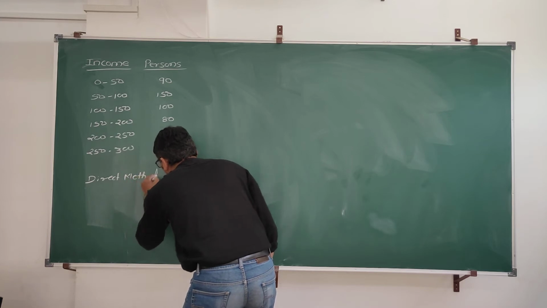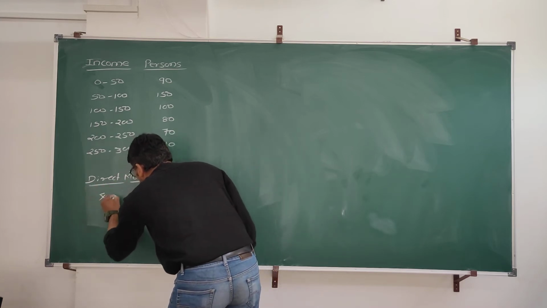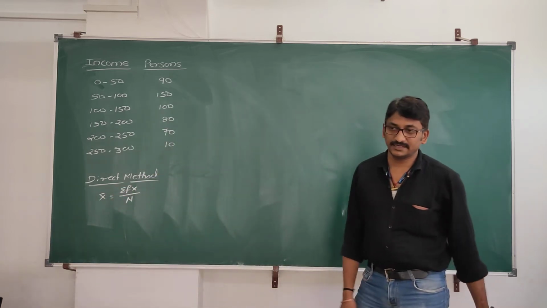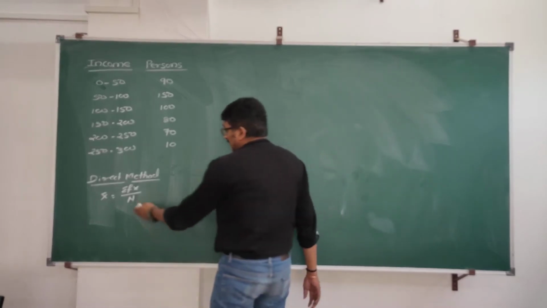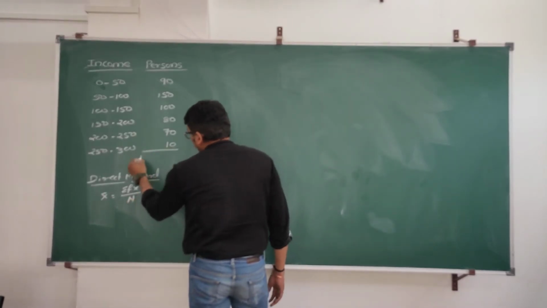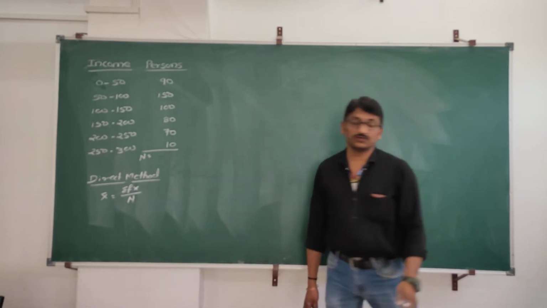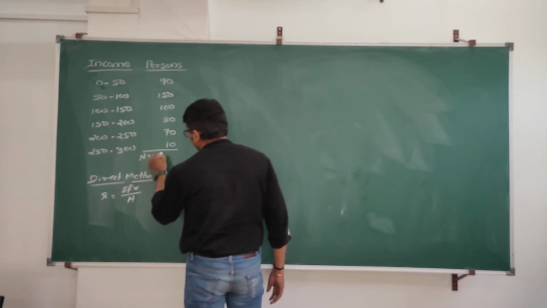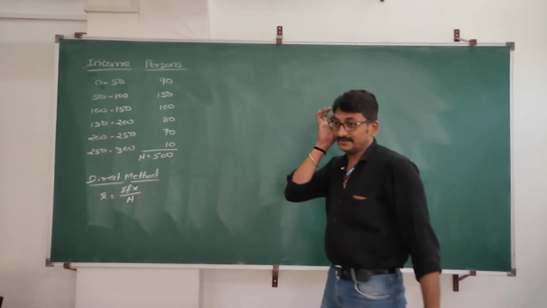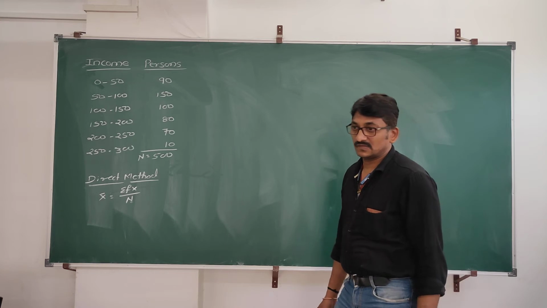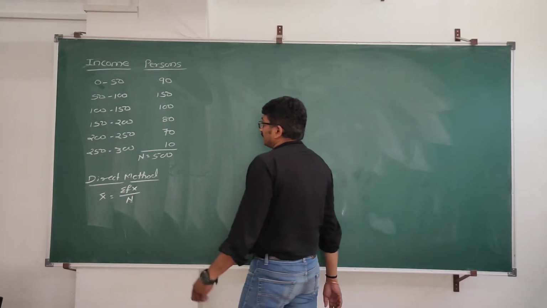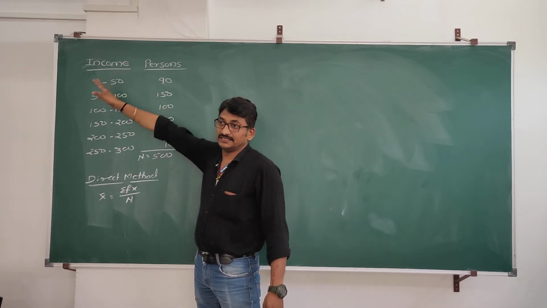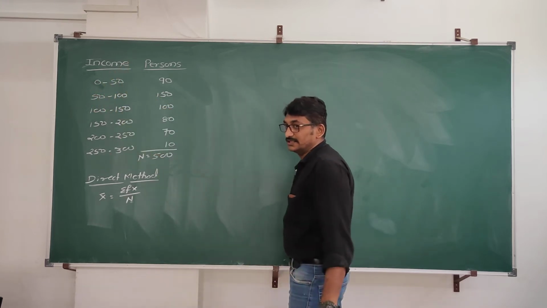Direct method formula is x bar is equal to summation fx divided by capital N. Correct? Now as per this formula, capital N is nothing but total of frequency. Make the total of frequency. It is 500. Now this is exclusive or inclusive. Again it is exclusive method because upper limit is repeated once again as lower limit.